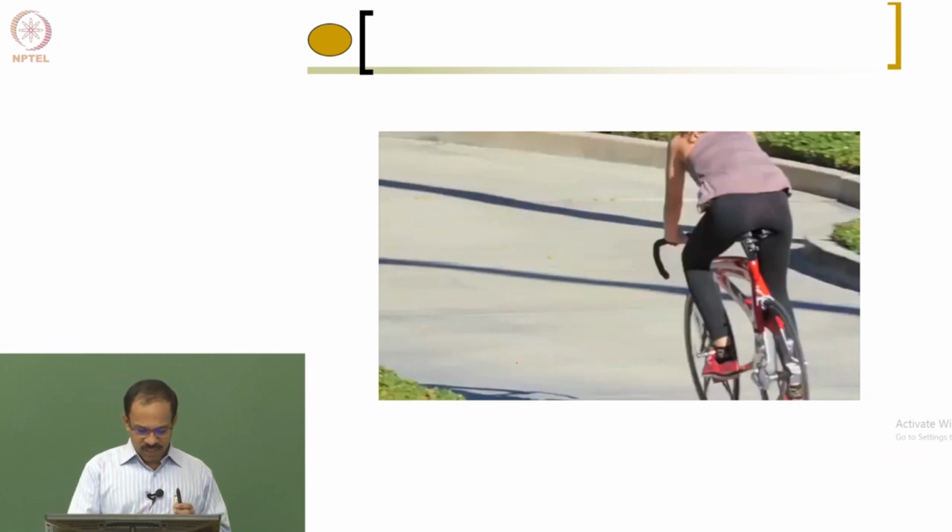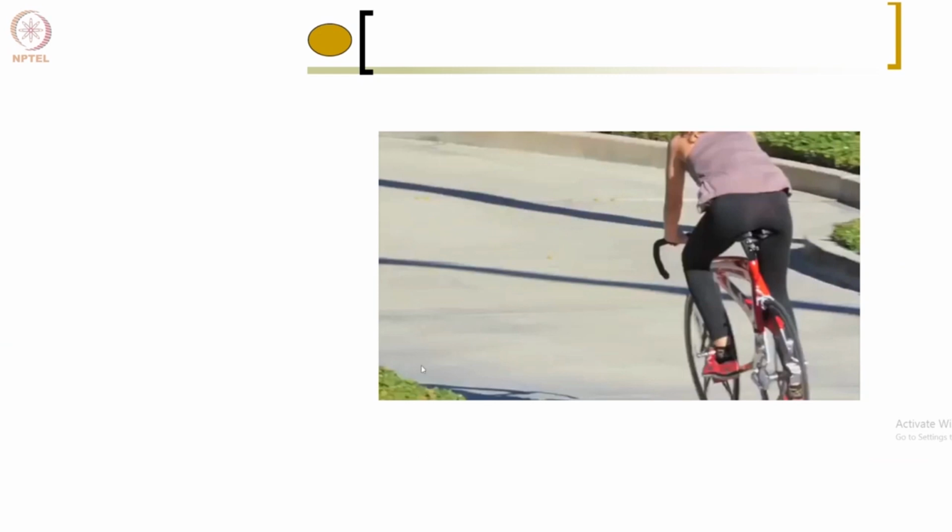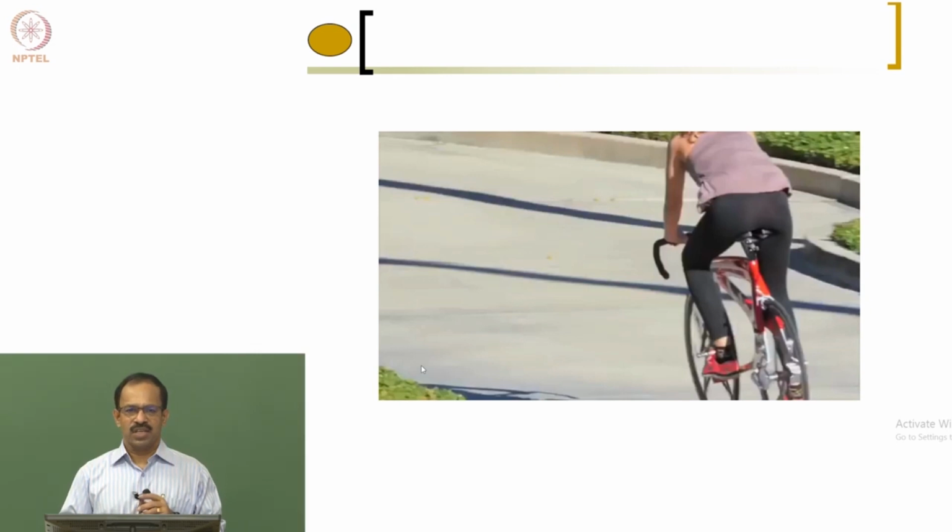I'm not sure whether you have seen this video. So this is a new cycle design. Some of you might have seen this, where there is no chain for transmission. It's basically a leg motion which actually converts to rotary motion. So basically there is no rotary motion by the leg, it's only an up and down motion, and that is converted to a rotary motion in the cycle. So you get a new cycle design.